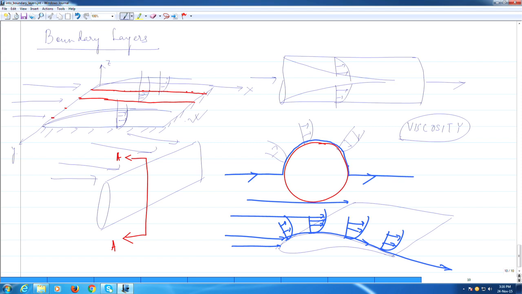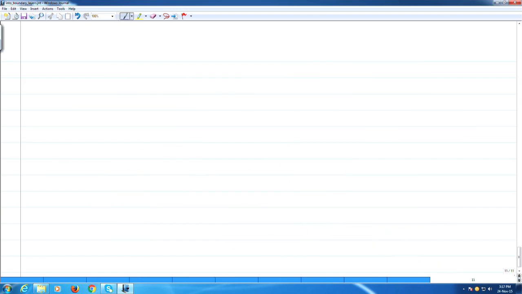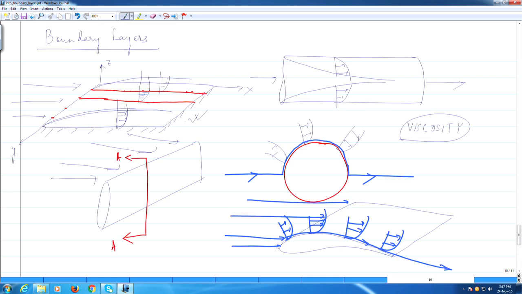So viscosity basically causes a retardation on a fluid which is moving. It pulls the layer of the fluid which is closest to it in the reverse direction to what it is actually flowing, and this pull decreases as you go away from the plate or from the surface on which it is moving. Okay, so viscosity, however, is a property of the fluid itself.